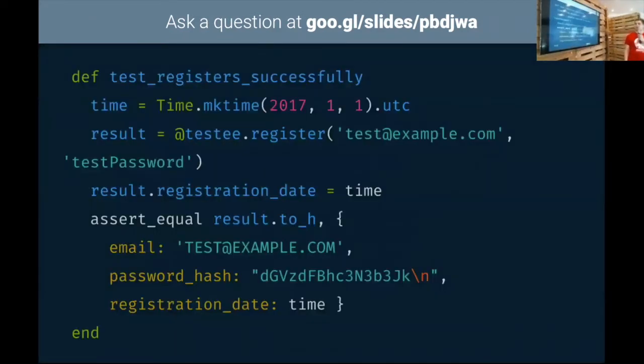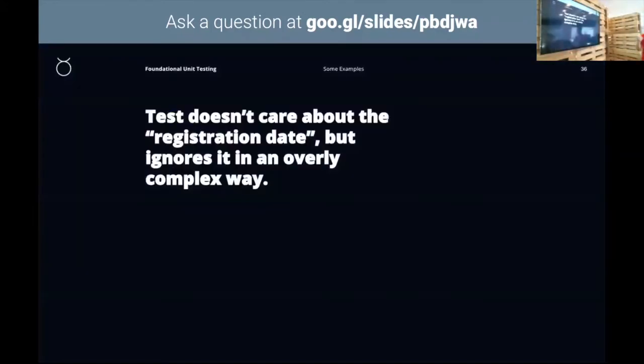All right, for another example, in this one we test to make sure that a user can register successfully through one of our units. So we create a time that we expect, we register the user, we overwrite the registration date with that time, and then we compare the values to make sure they all match. It works, but it doesn't care about the registration date.